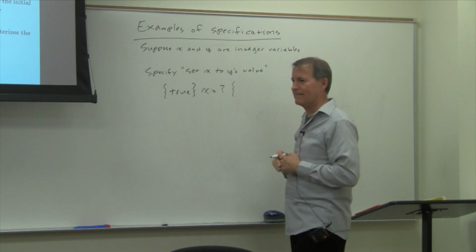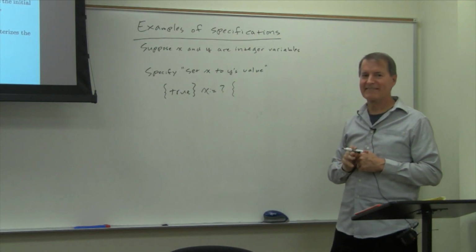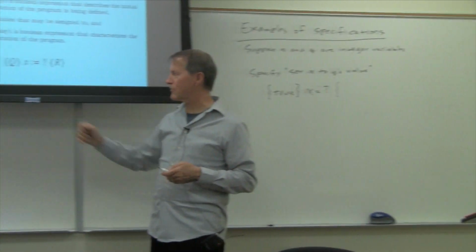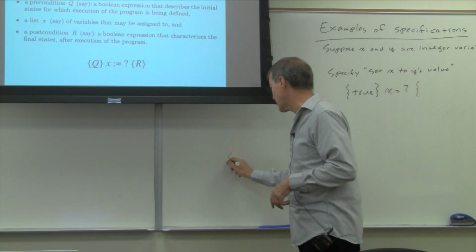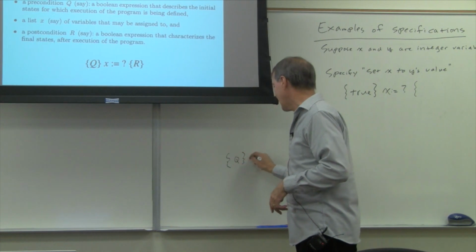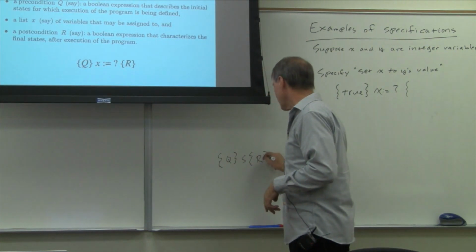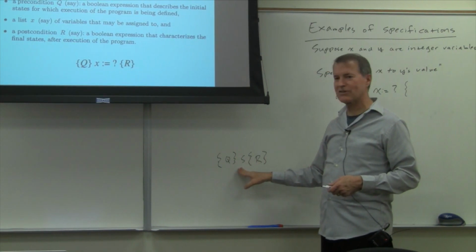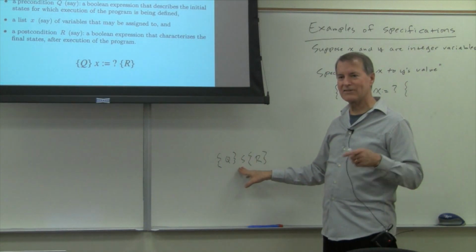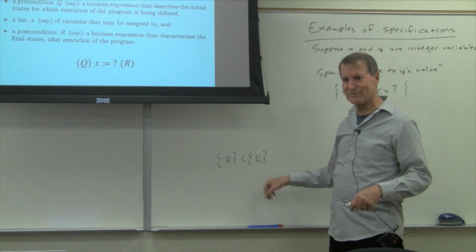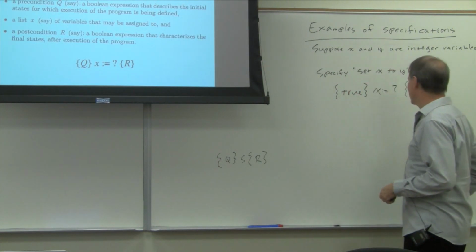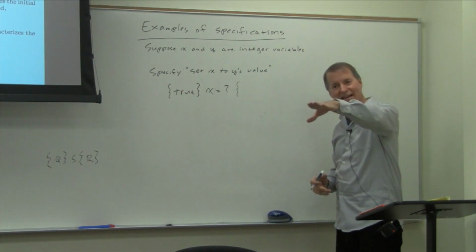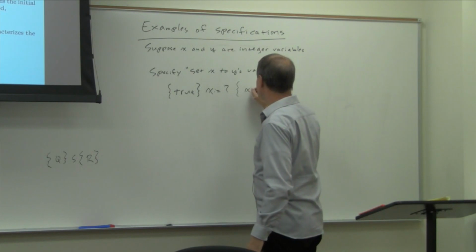What happened to y? Nothing happened to y. Tell me the interpretation of Q, S, R. What is the meaning? If Q is true, you execute S, it terminates, and R is guaranteed to be true. So what goes here? The guarantee.